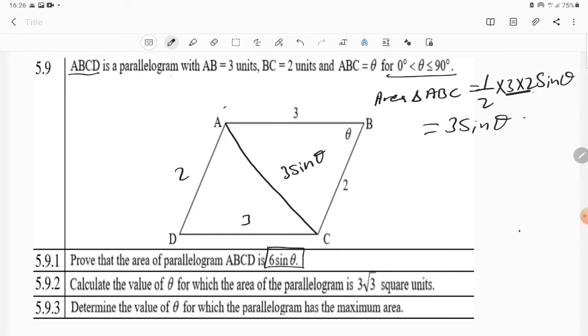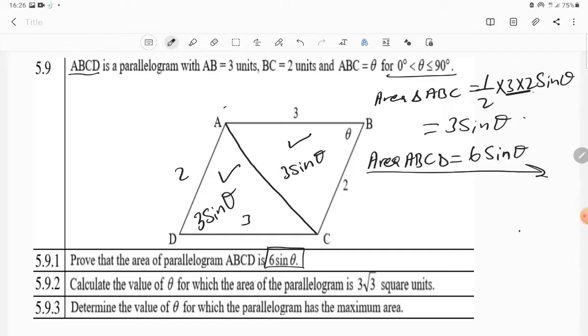Now, the properties of a parallelogram let us assume that the area of this other triangle is also going to be 3 sine theta. So if you add the area of this triangle and the area of this triangle, you find the area of the parallelogram, which means the area of parallelogram ABCD is going to be 3 plus 3, which is 6 sine theta. So this is what we have. The idea is to construct there. This is not the only way of doing it, but let's just look at it in that angle.